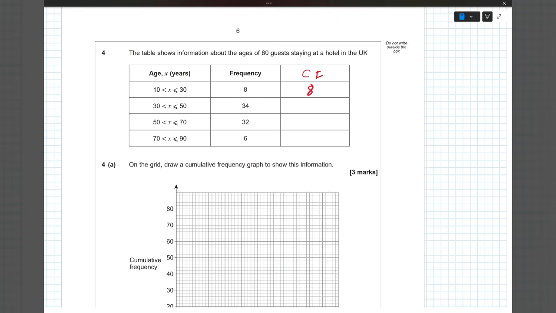So the first one will be 8. The second one, we've got to add the 34, gives us 42. We then add the 32, and then we add the 6. And it adds up to 80, so that's good. We want it to add up to what they've said it is in the question.